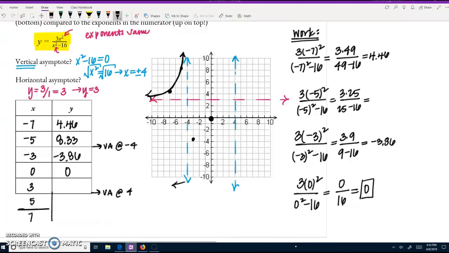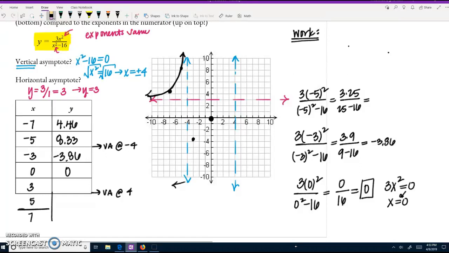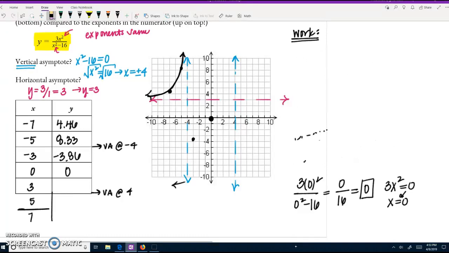Now, another way I could have found that point was just by taking the numerator, the 3x squared, and setting it equal to 0. So then I can solve through that equation and find that my x-intercept is 0, which is always a useful point to have. Now I'm just going to do a little bit of erasing, so that way I have some room to plug in my remaining 3 points, my 3, my 5, and my 7.